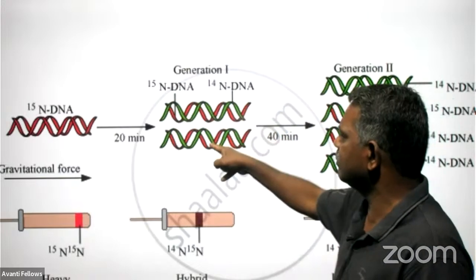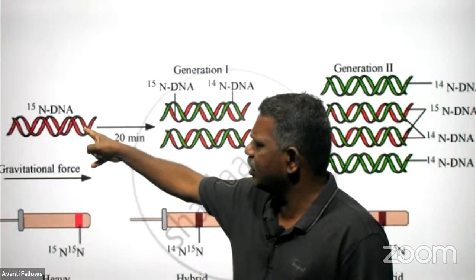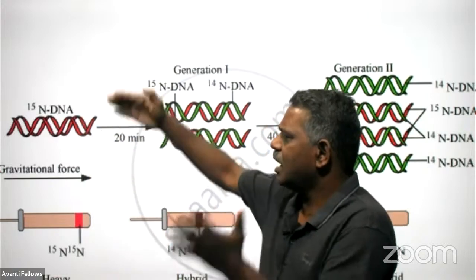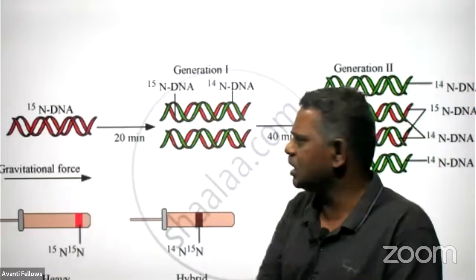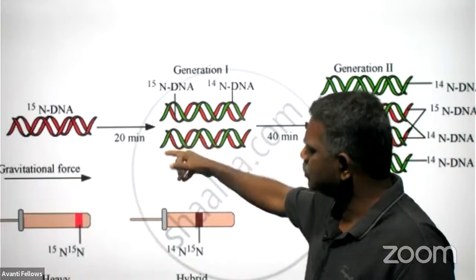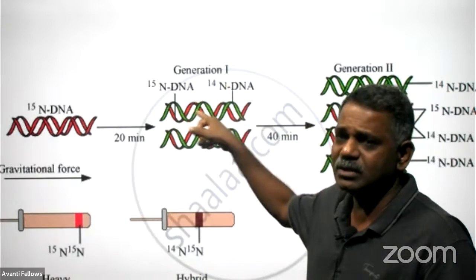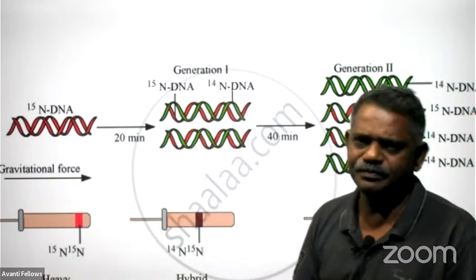It is hybrid type. This is also hybrid. Why is it hybrid? At the time of replication, both the strands of the DNA separate, and both strands act as the template or the master strand, and these two strands construct a new one. But the new strand is constructed here by using N14 only. Why? Because it is in the light nitrogen medium only.